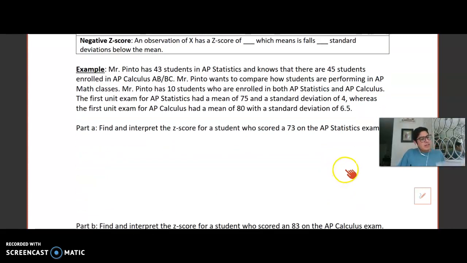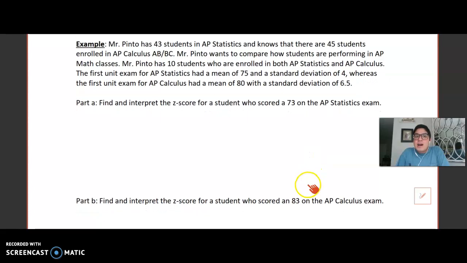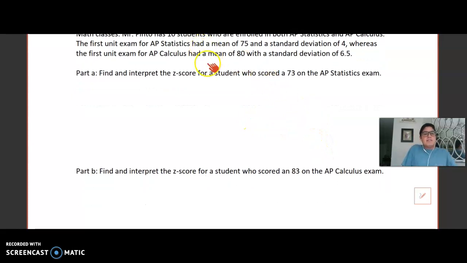So here we go. Let's take a look at this example and then you will do some on your own. Mr. Pinto has 43 students in AP Stats and knows that there are 45 enrolled in AP Calc, AB and BC. Mr. Pinto wants to compare how students are performing in AP Math classes, and Mr. Pinto has 10 students who are enrolled in both AP Stats and AP Calc. The first unit exam for AP Stats had a mean score of 75 with a standard deviation of 4, whereas the first unit exam for AP Calc had a mean of 80 with a standard deviation of 6.5. Find and interpret the z-score for a student who scored a 73 on the AP Stats exam.